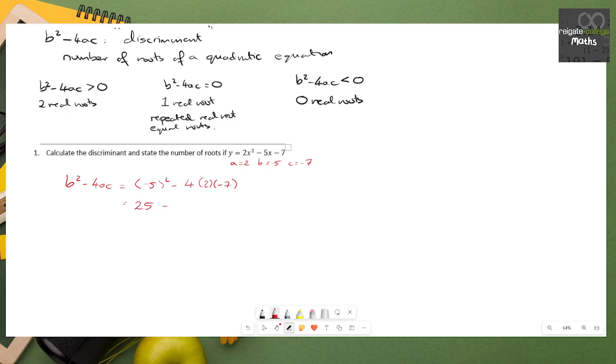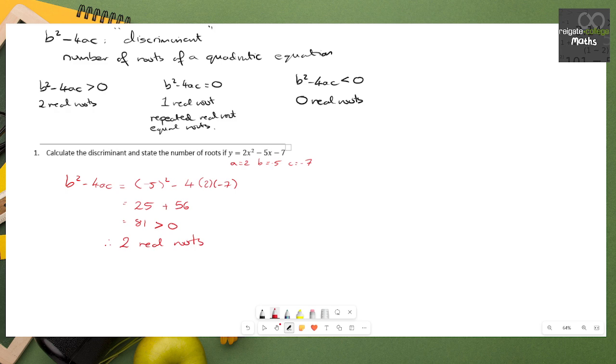25 minus 4 times 14, or 4 times minus 14, so we're going to get plus 4 times 14 is 56, or 8 times 7. Adding them together, we get 81. What the number is is kind of irrelevant for what we're finding out. This is a positive number, so therefore we have 2 real roots. And this is kind of the simplest case.